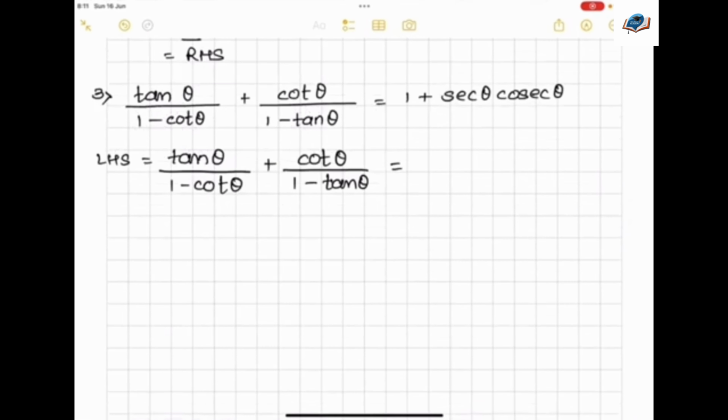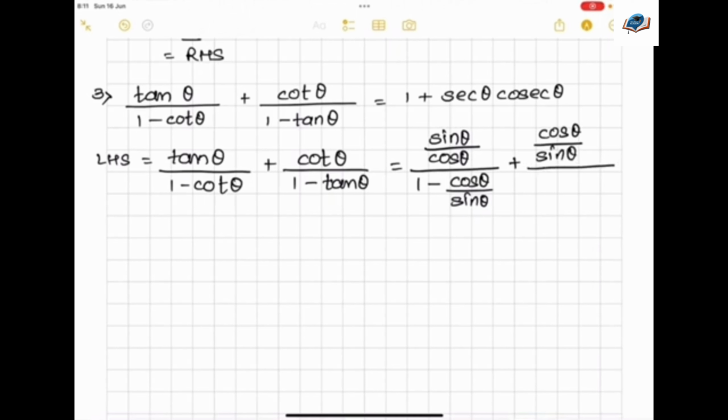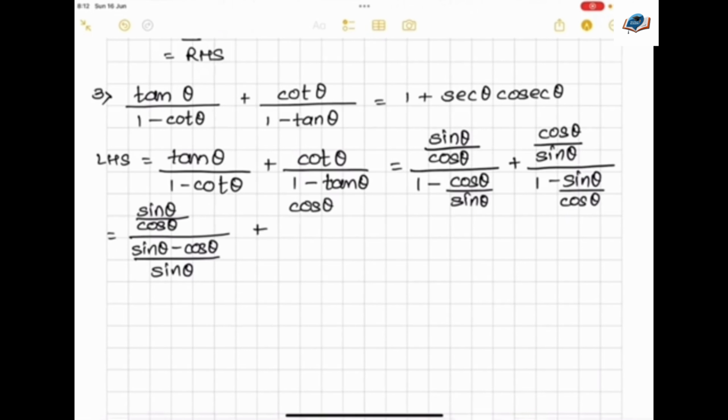Now, third one says tan theta whole upon 1 minus cot theta plus cot theta upon 1 minus tan theta equal to 1 plus sec theta cosec theta. So again LHS I am converting it into sine cos. So tan theta means sine theta upon cos theta, minus 1 upon cos theta whole upon sine theta, plus cot theta will be cos theta upon sine theta whole upon 1 minus sine theta upon cos theta. Now doing LCM in both the denominators. So I will get sine theta upon cos theta whole upon sine theta minus cos theta, whole upon sine theta, plus cos theta upon sine theta whole upon cos theta minus sine theta whole upon cos theta.